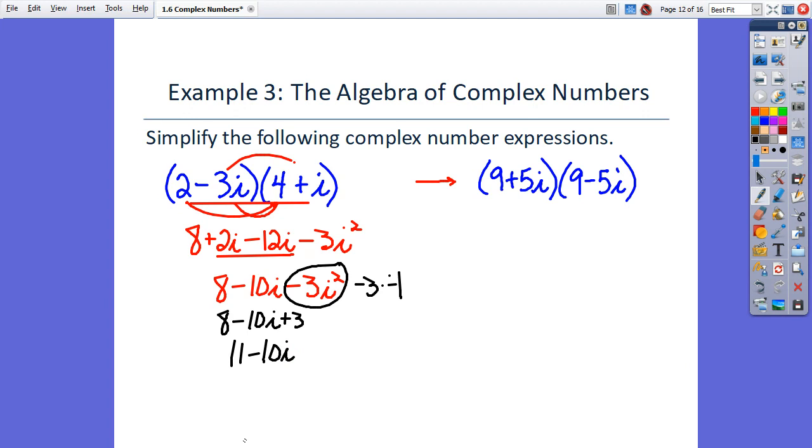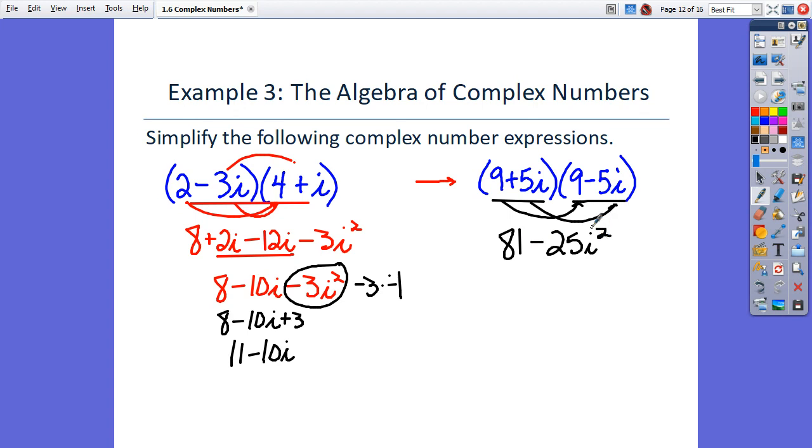Okay. I mentioned over here, these two are conjugates. So as long as you recognize they're conjugates, you can save yourself a little bit of time by, instead of FOILing, just multiplying first and last. And so that's good to know. We can do the same thing as just first and last if they're conjugates. So you get 81 minus 25i squared.